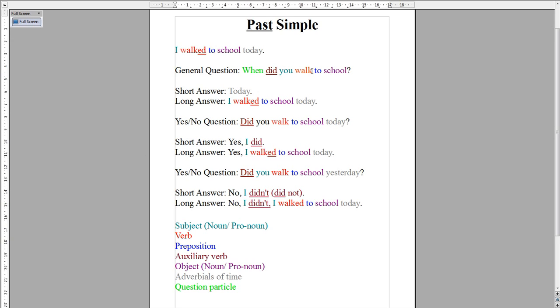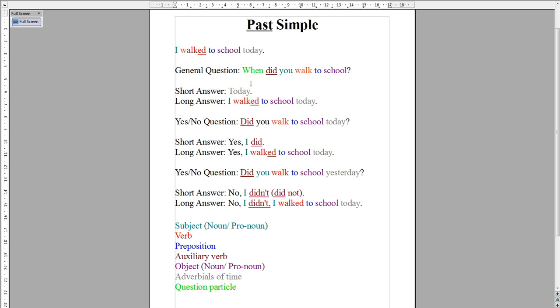As you'll notice, the verb walk is now in the first form and not in the second form. That's because the auxiliary verb did tells us that it's already in the past and we no longer need to indicate this on the verb itself. As you can see, the structure remains pretty much the same from the point after when did. You still have the subject first, the verb, the preposition, and the object. Of course, we don't have the adverbials of time because that is what we're asking about when we ask when.